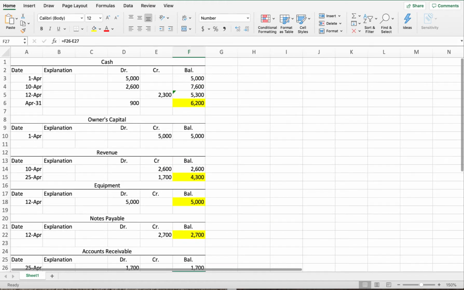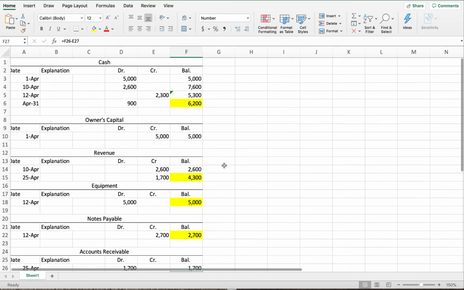I can now create my trial balance. Okay, remember, when we do our trial balance, it's always assets are listed first, liabilities second, and then third is going to be my owner's capital, fourth is going to be my revenue, and then last are going to be my expenses. Now in this example, we have no expenses.